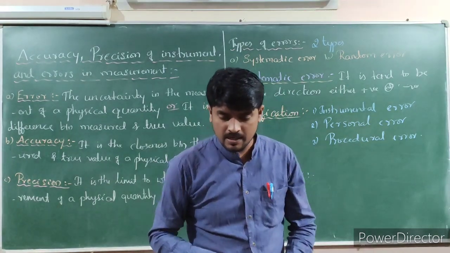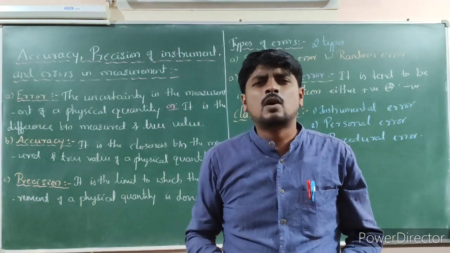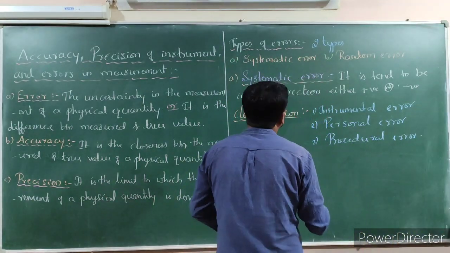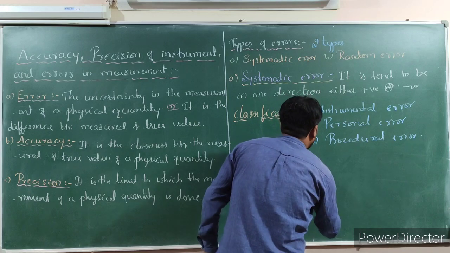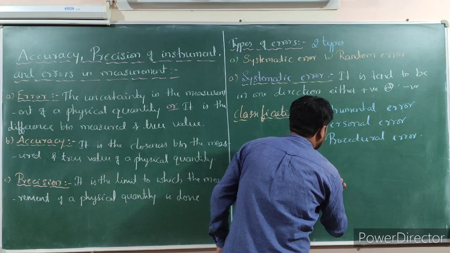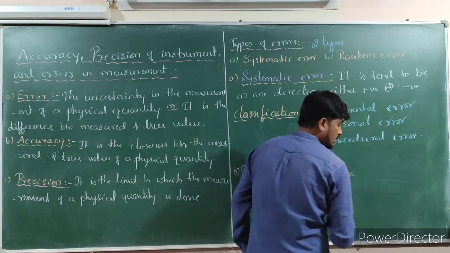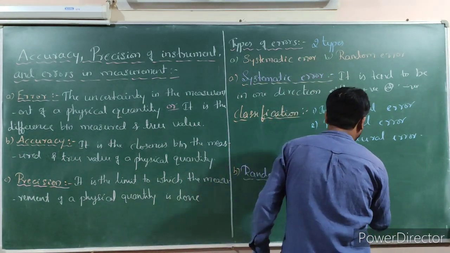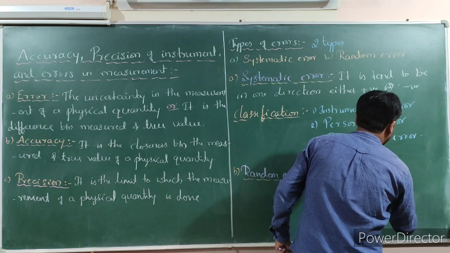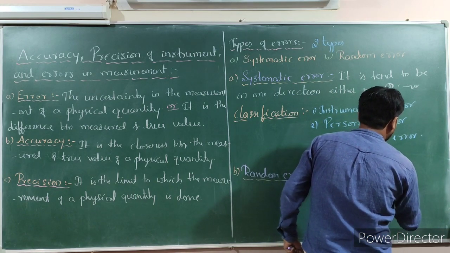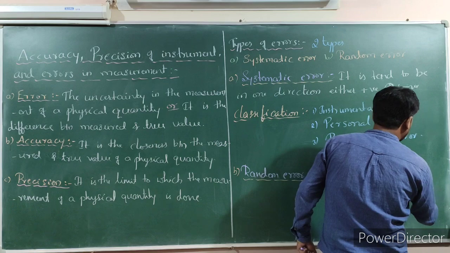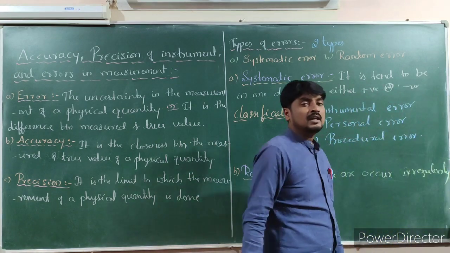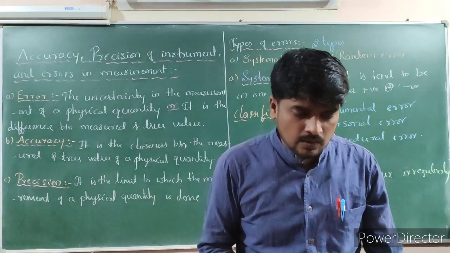So if I want to explain about the random error, these are errors that occur in an irregular way. These are occurring irregularly. Irregularly means what?